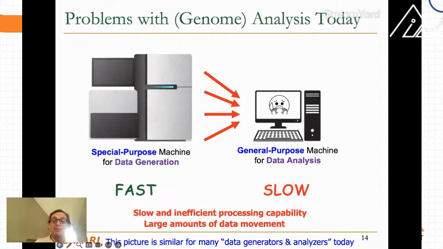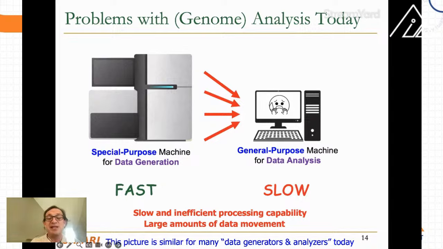So our processing capability is slow and inefficient. And we also cause large amounts of data movement in the system. This is the problem that we want to solve in the end. We want to make our systems very specialized to the types of data that are being generated and to the types of analyses that are being done. And also we want to minimize the data movement as much as possible.